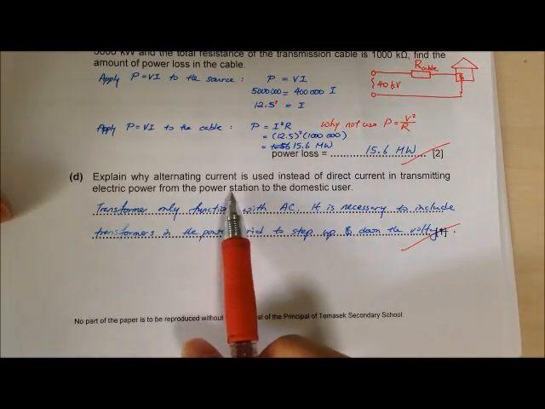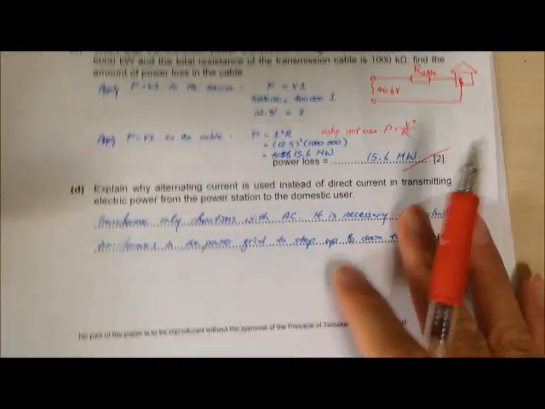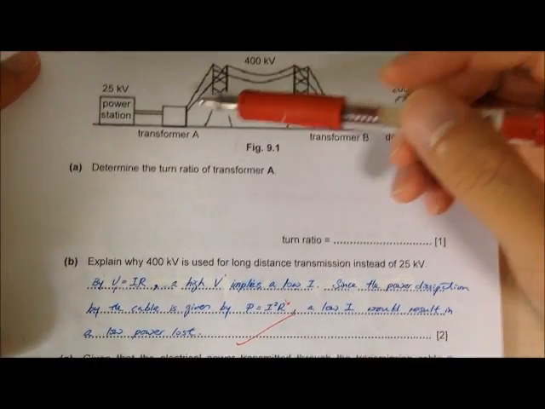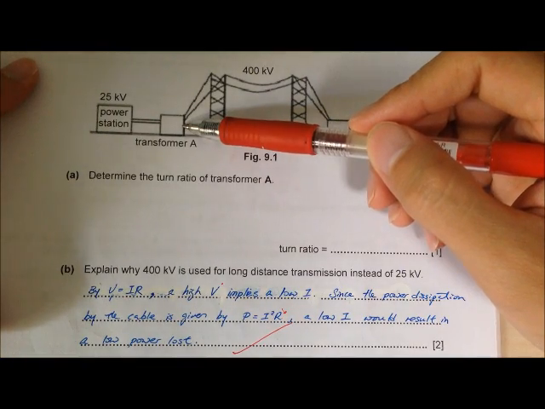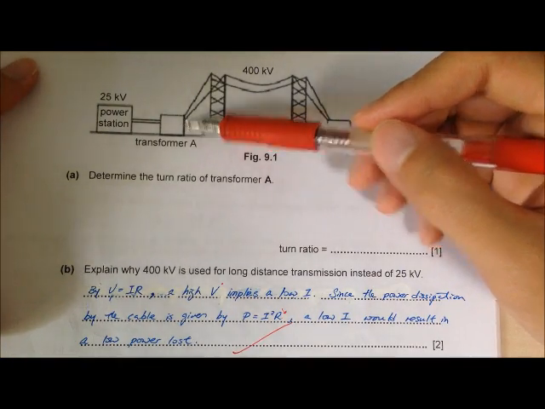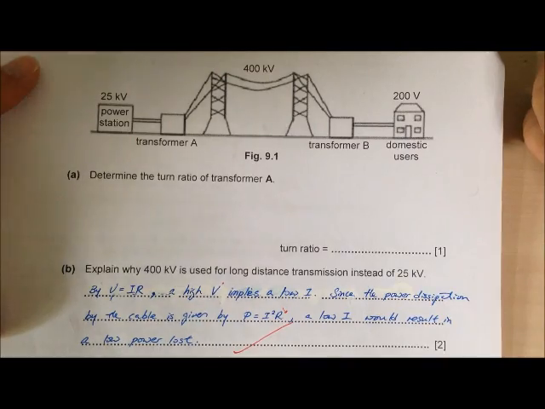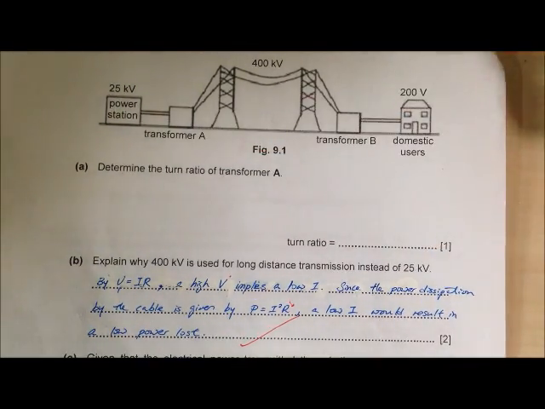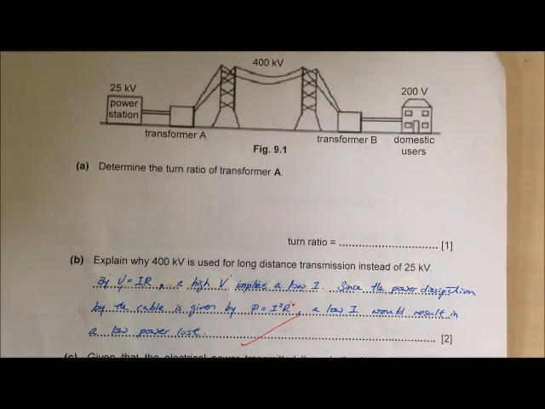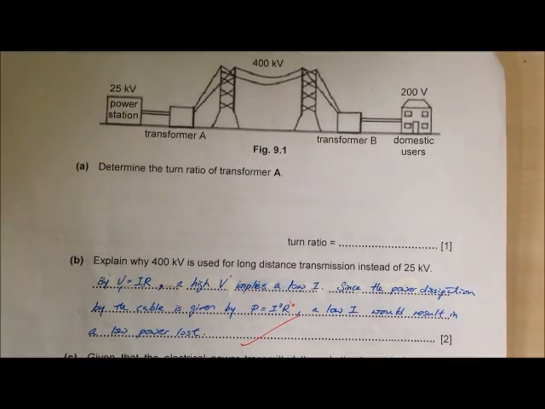Part D, explain why alternating current is required. So number one, you have to indicate to the marker that because you have a transformer here, and transformer only works with AC. Then the next point you also must tell is that you need to have this transformer. So this explanation comes in two parts. Number one, transformer only works with AC, and number two, you cannot do without a transformer. You need to step up and step it down. So you need two parts. If not, your explanation won't be complete.